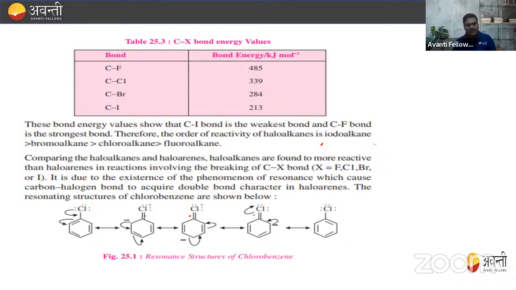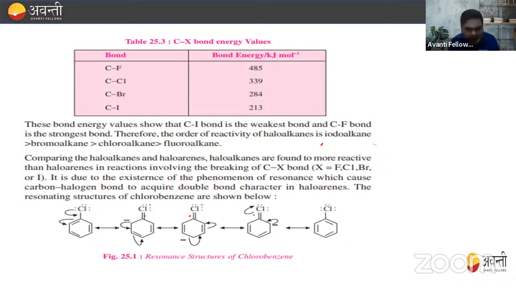Now, if you want to break only the cap portion of this pen, then this is very difficult to break. So as the size increases, as the bond length increases, bond strength will definitely decrease. These bond energy values show that the C-I bond is the weakest bond and the C-F bond is the strongest bond. Therefore, the order of reactivity of haloalkanes is iodoalkane, bromoalkane, chloroalkane, and fluoroalkane.